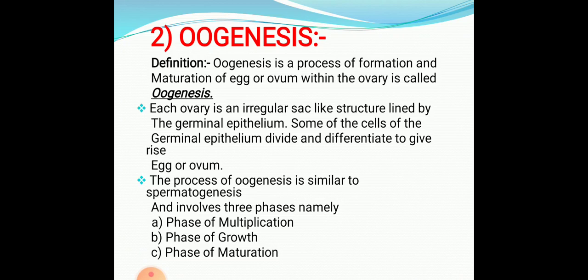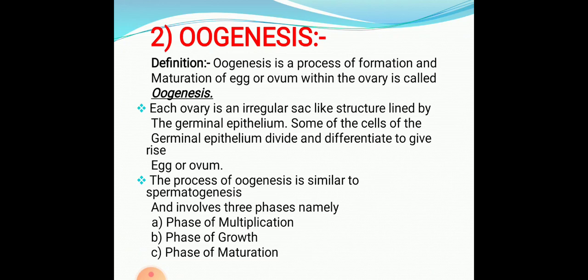First we should know what oogenesis is. Oogenesis means formation and maturation of the egg or the ovum. That is called oogenesis. And where is it taking place? It is taking place in the female gonad, that is the ovary. So the complete definition is: oogenesis is a process of formation and maturation of the egg or the ovum within the ovary. This complete definition you have to remember.